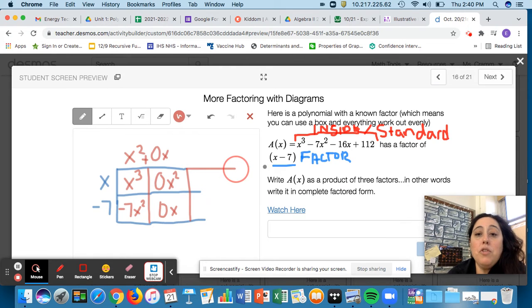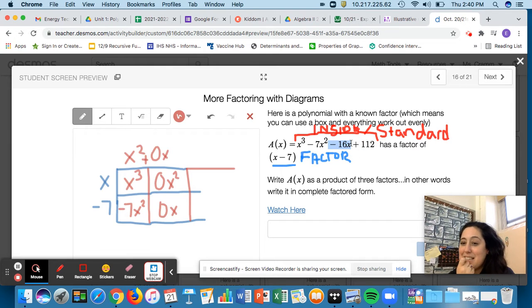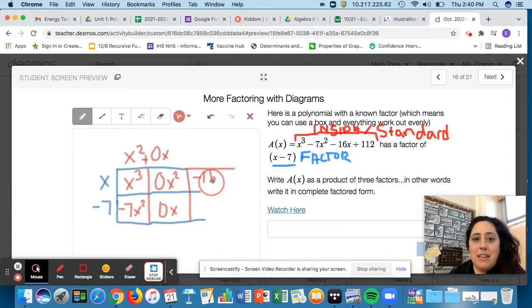Okay. So now what do I have to add to 0x to get negative 16x? Hopefully you said negative 16x. I need all of the negative 16x's. Okay, so 0 minus 16 is negative 16, and that's exactly what we need for this coefficient of x. Okay, so now, x times what would give me negative 16x? Negative 16, of course, right? So x times negative 16 gives me negative 16x.